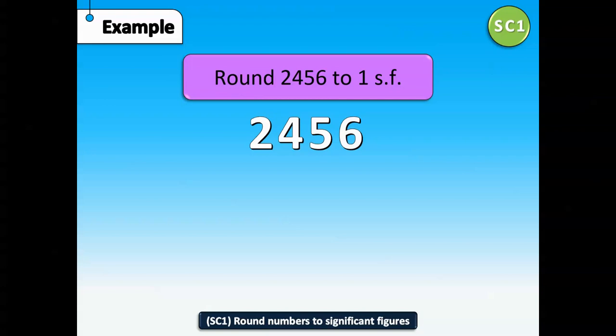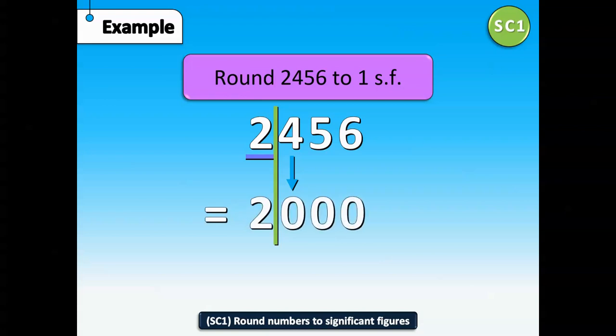So if we want to round 2,456 to one significant figure, the first significant figure is 2, the second significant figure is 4, the third significant figure is 5, and the fourth significant figure is 6. So the first significant figure is 2, so we're either going to round it down to 2,000 or up to 3,000. If we put a line behind the 2, the next number after the line tells us whether we round up or down. And because it's a 4, that means we round down. So we round it down to 2,000.